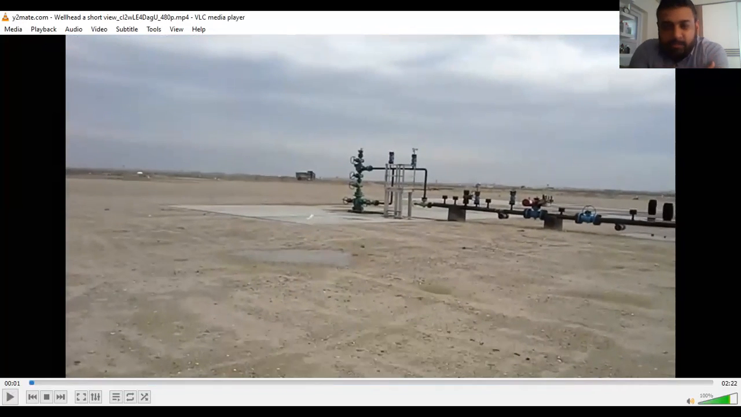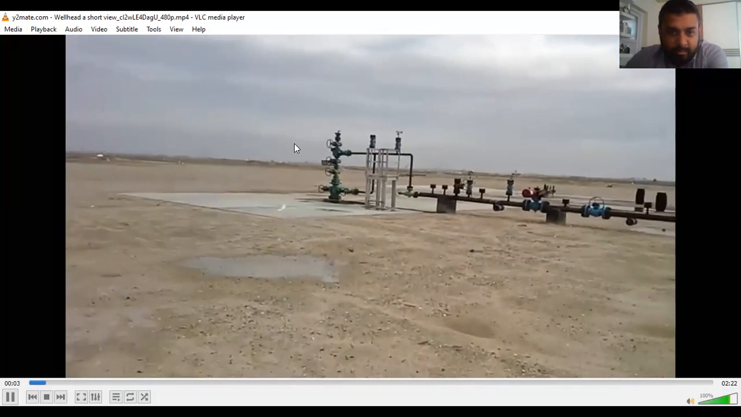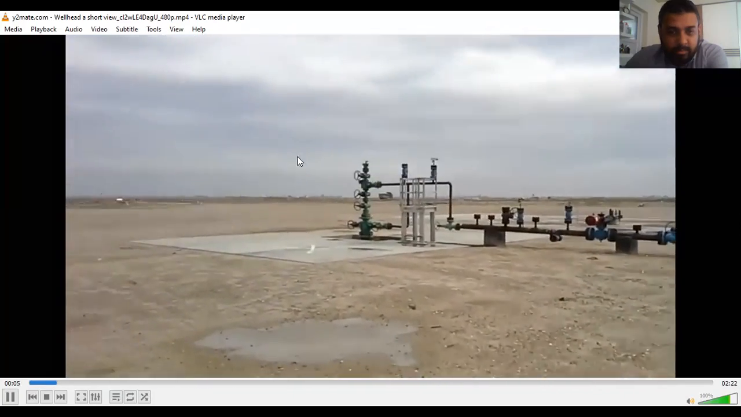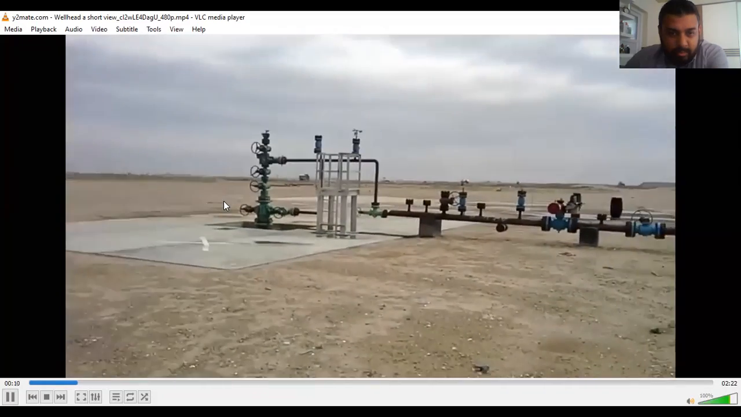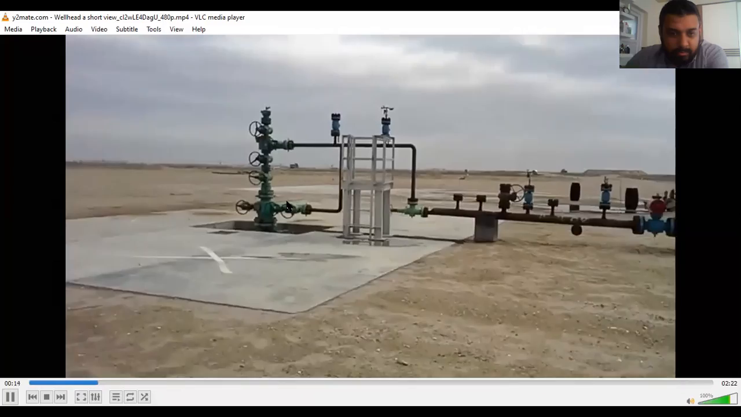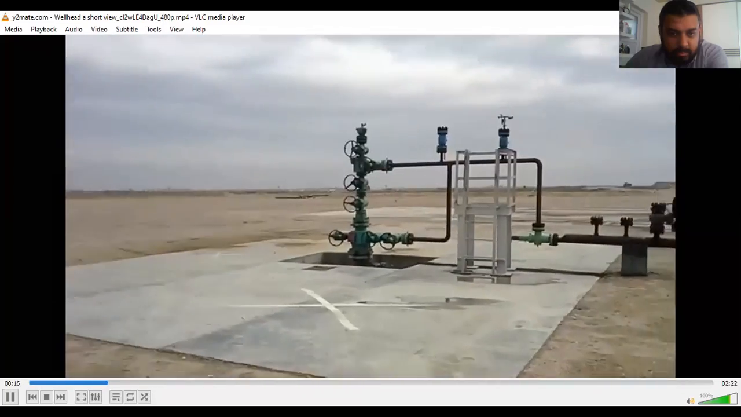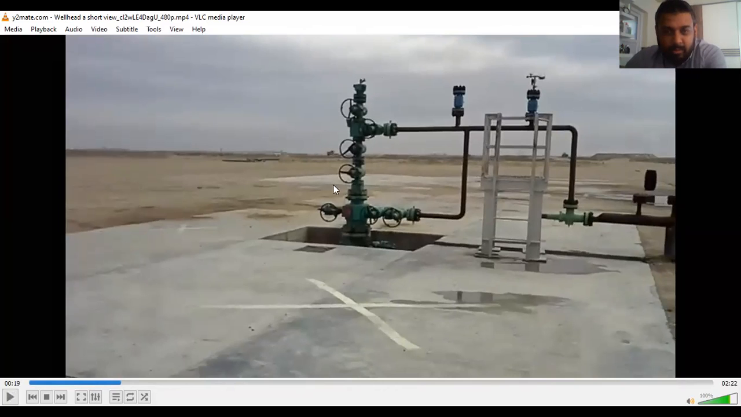Now I will move from drilling engineering to production engineering. After you complete the drilling, we install something like this. It is called a Christmas tree. And here you can see. This is what we call the Christmas tree.